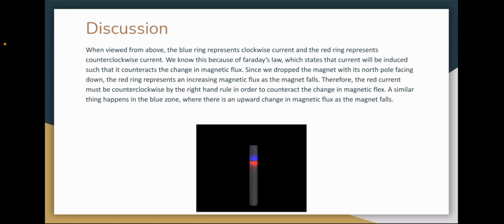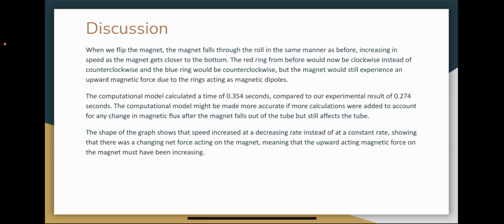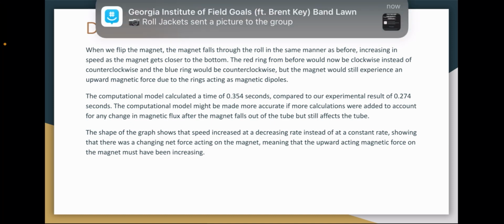Therefore, the red current must be counterclockwise by the right-hand rule in order to counteract the change in magnetic flux. A similar thing happens in the blue zone, where there is an upward change in magnetic flux as the magnet falls. When we flip the magnet and it falls through the roll in the same manner as before, it increases in speed as it gets closer to the bottom. The red ring from before would now be clockwise instead of counterclockwise, and the blue ring would be counterclockwise. But the magnet would still experience an upward magnetic force due to the rings acting as magnetic dipoles.